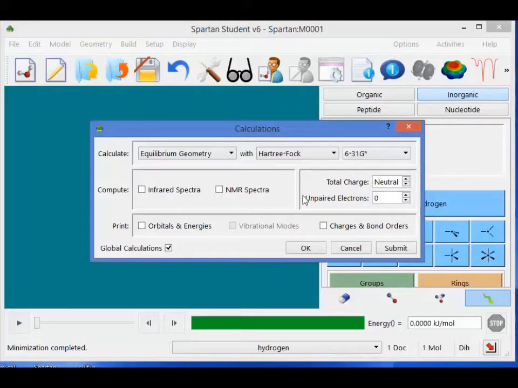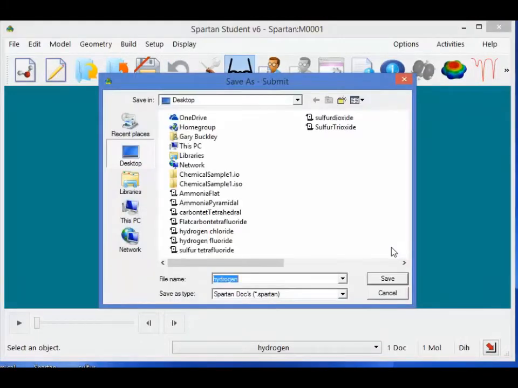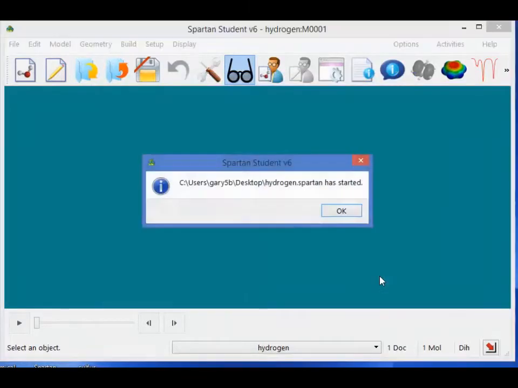Other things you might notice about here that are helpful is the hydrogen molecule has no charge. It's neutral, so I'm going to make sure that's neutral up here. It has no unpaired electrons. They're all paired up in that bond. And so I'm going to go ahead and click on the submit button here. And when I do that, it asks where do you want to save it? You can see my desktop's a mess already. I'll just save it as hydrogen. That's fine.